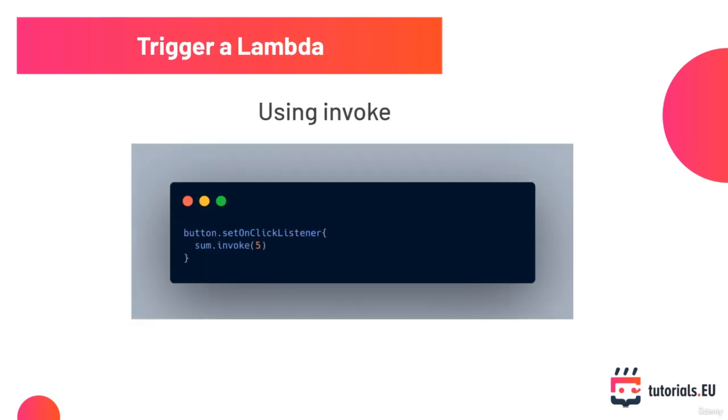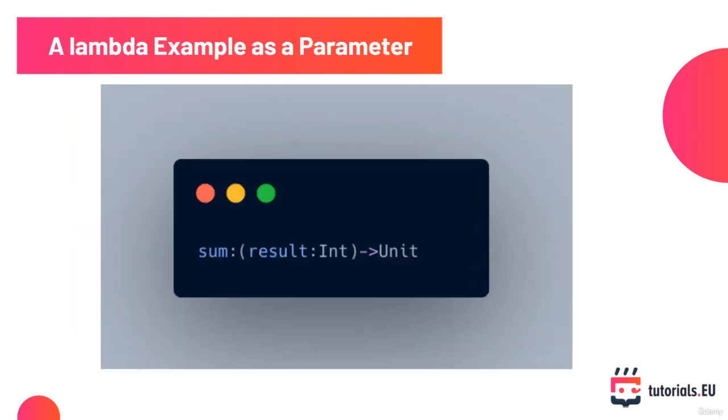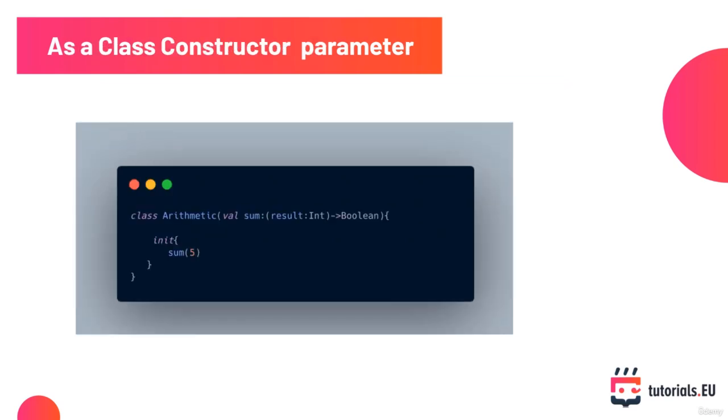So another way can be to call a lambda within a block using the invoke operator. So here in this way, we call the method when the button is clicked, and you can receive this value at the point of initializing the Arithmetic class. So we are invoking or calling the sum function right here with the value of 5. So we're passing 5 to it. So it's here, this sum.